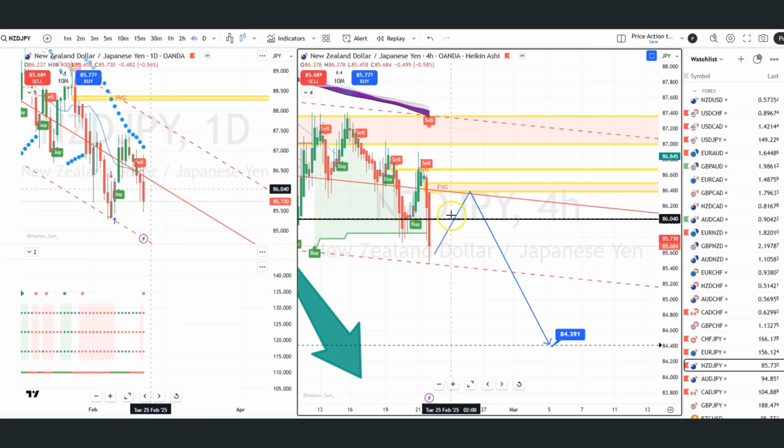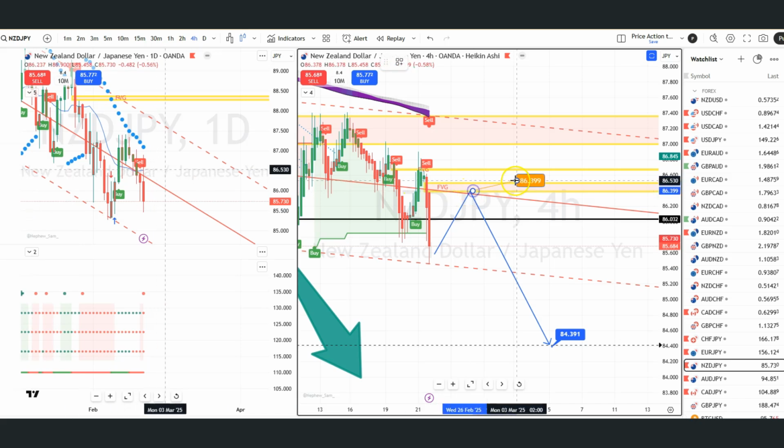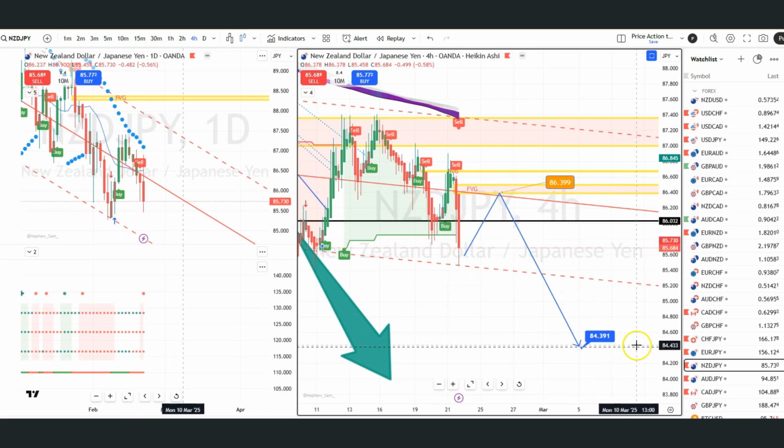So we can see here that the price is going to come up to 86.38. Let's put a price label on there, somewhere around there, and wait for the rejection. Once it gets rejected, then you can go down to 84.39.